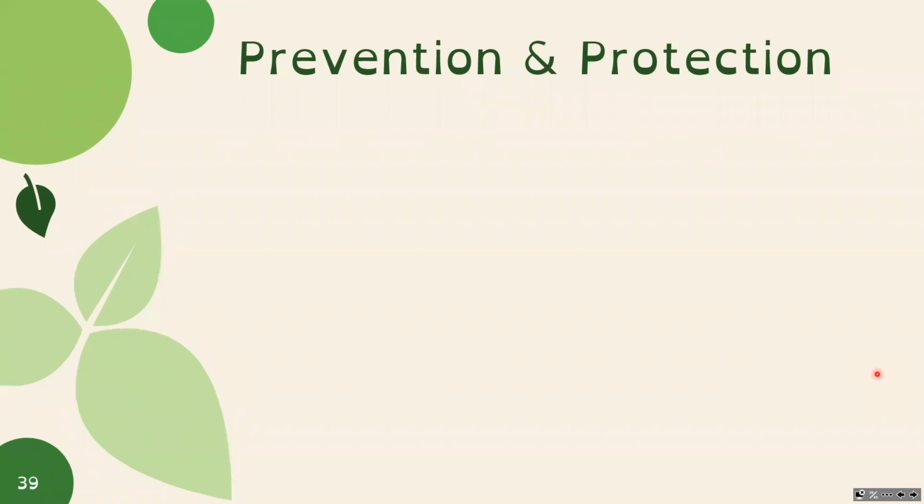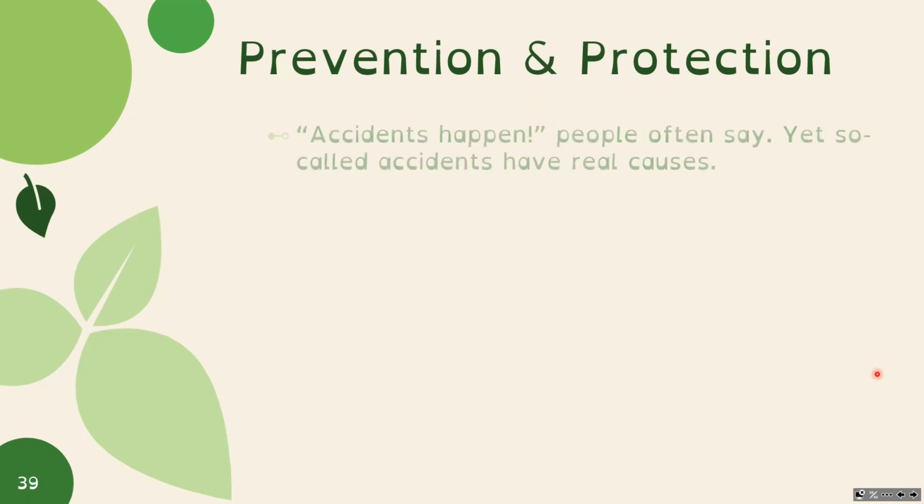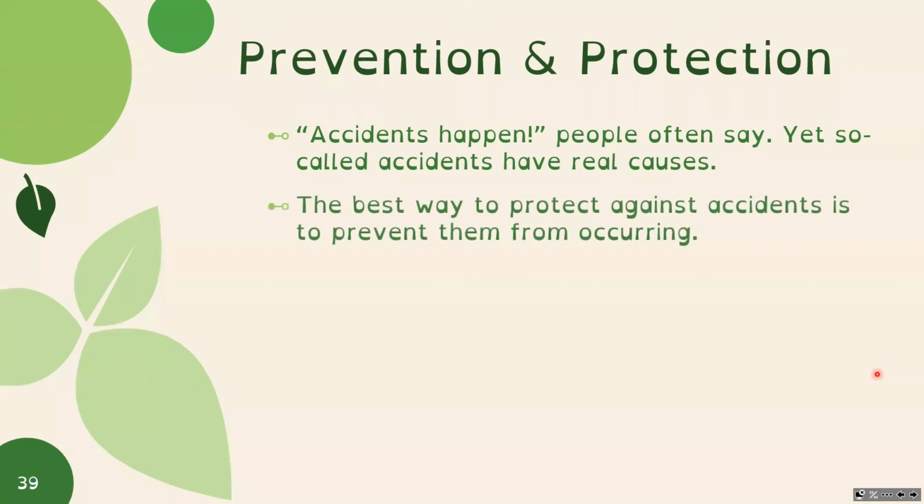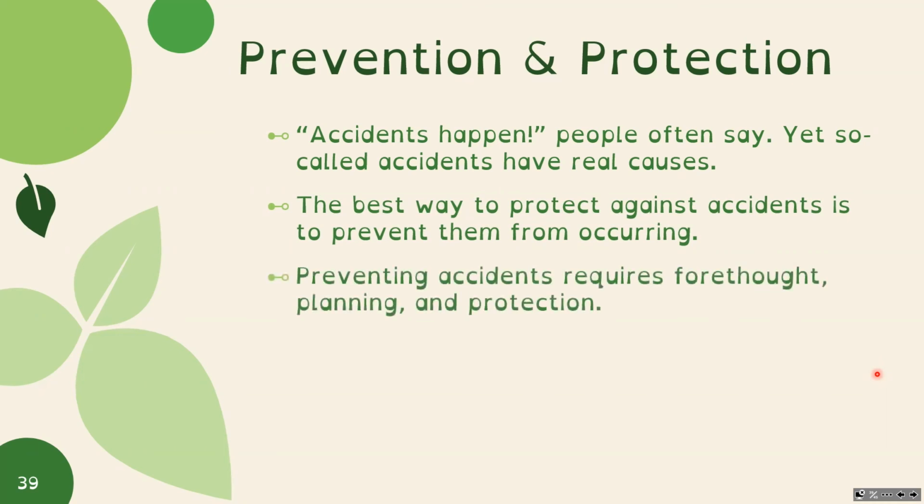Okay, so prevention and protection. Accidents happen is what people often say, yet so-called accidents have real causes. Everything comes from somewhere. So what can we do to prevent them? The best way to protect against accidents is to prevent them from occurring. So prevent before dealing with them. Preventing accidents requires forethought, planning, and protection.